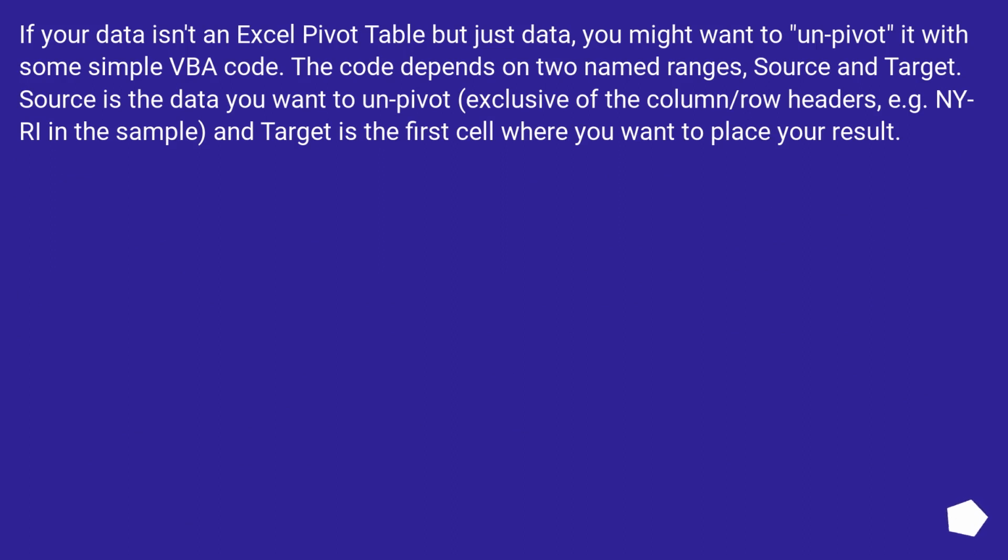If your data isn't an Excel pivot table but just data, you might want to unpivot it with some simple VBA code. The code depends on two named ranges, source and target. Source is the data you want to unpivot, exclusive of the column/row headers, for example NYV in the sample, and target is the first cell where you want to place your result.